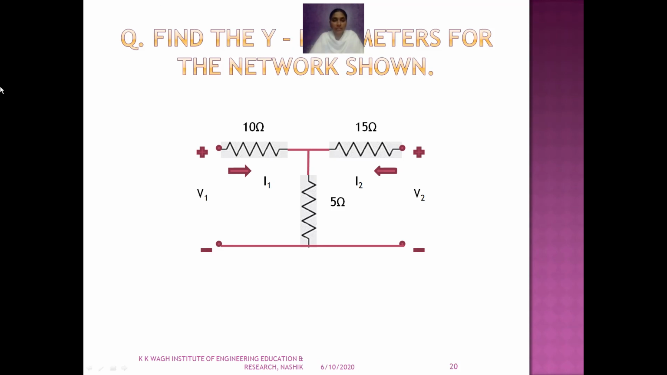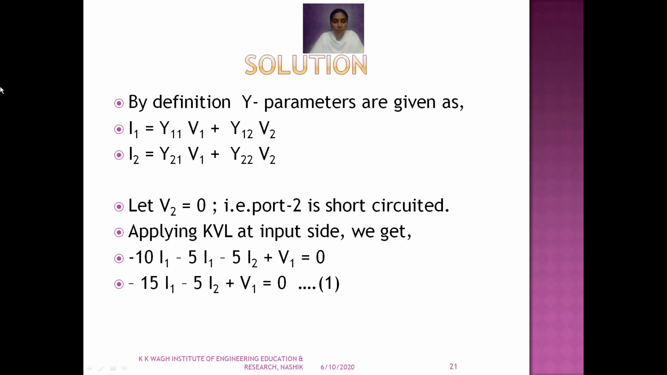Now the question is, let's find the Y parameters for the network shown. Again, if we are supposed to calculate Y parameters, first we will short port 2, that is V2 is 0, then we will short port 1, that is V1 is 0. Let's start by shorting port 2. I am again revising what Y parameters are. By definition, Y parameters are given by I1 is equal to Y11 V1 plus Y12 V2, I2 is equal to Y21 V1 plus Y22 V2. Let V2 is equal to 0, that is, port 2 is short circuited.